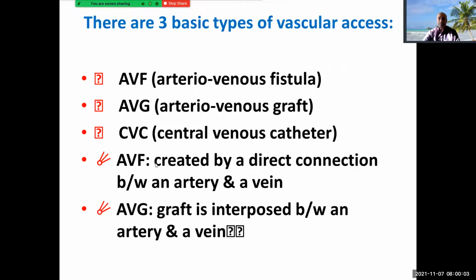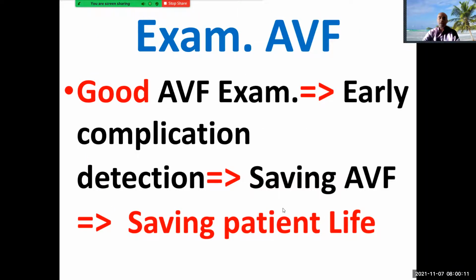AV fistula is done by surgery, a direct connection between artery and vein. AV graft is interposed, a connection between the artery and the vein, okay? On exam, what is important? Keep in mind when you are doing a round in hemodialysis, look for the AV fistula or ask a nurse or check your nurse's notes during your round.